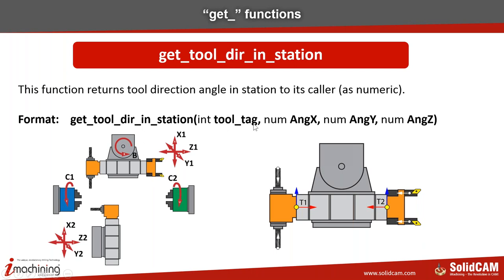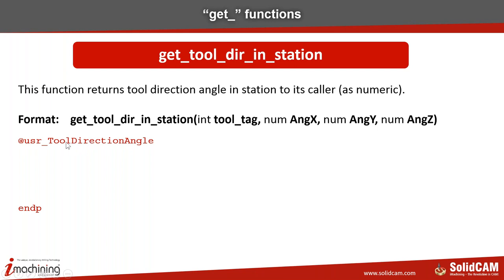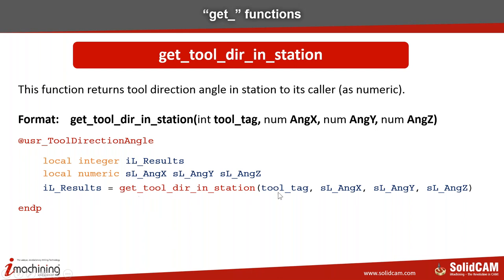Now the arguments are a tool tag and three angles that will receive the values. Now what is the tool tag? Let me see if I have another example. Yeah, here I have the example. So I have tool direction angle, we have the results, and it's straightforward. You just get the tool direction for a specific tool, and you will receive the angles here. Now you can use this function for two different cases. First, you can define the orientation of the tool for your controller. And the second, you can use this function to print out the plane angles correctly.